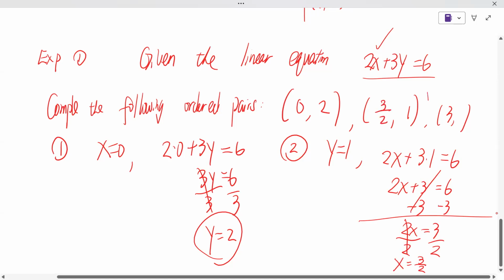I want you to try the third one, right? Find the y value here for the third point.